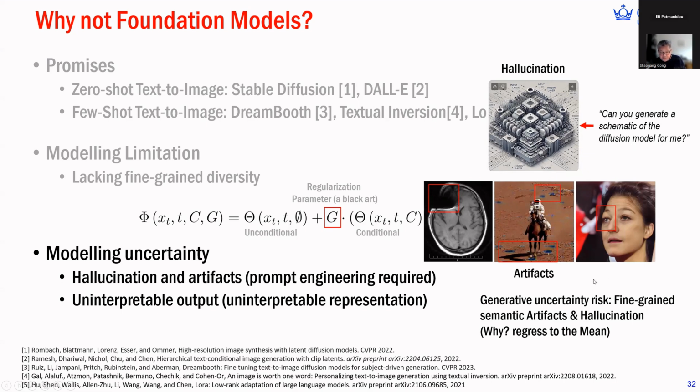And here, artifacts are a different manifestation of hallucination. For example, here are artifacts in medical imaging. There are certain areas where suddenly you have random uninterpretable parts, and same as here, parts of the image are not really coherent with the rest of the image. So there's lots of generative uncertainty, fine-grained semantic issues, resulting in artifacts and hallucination.